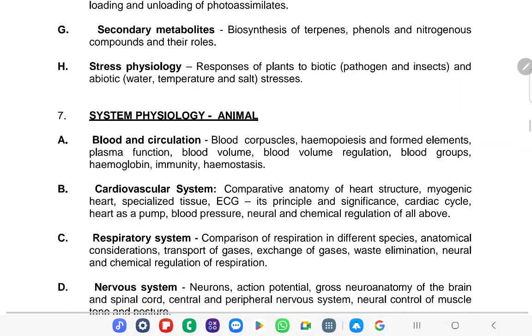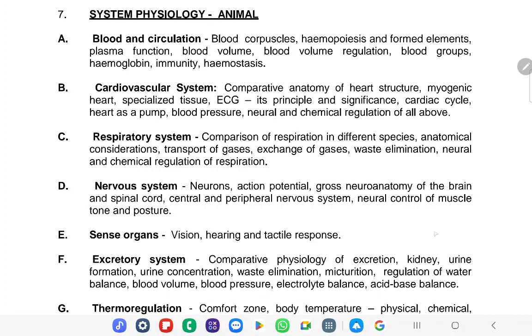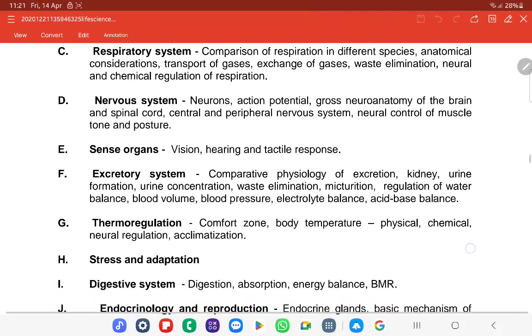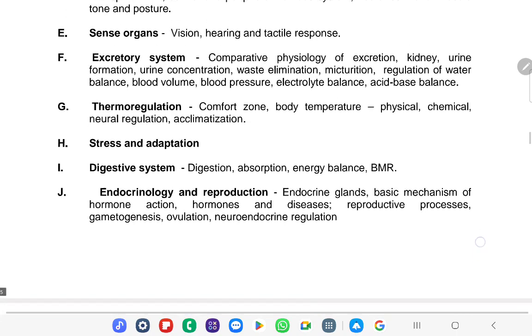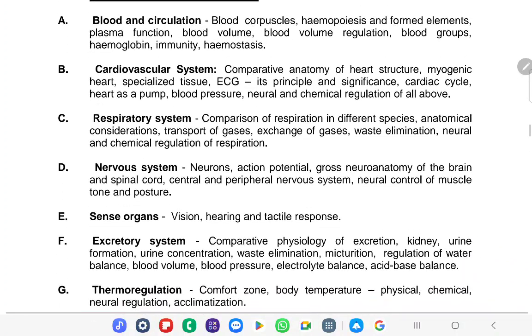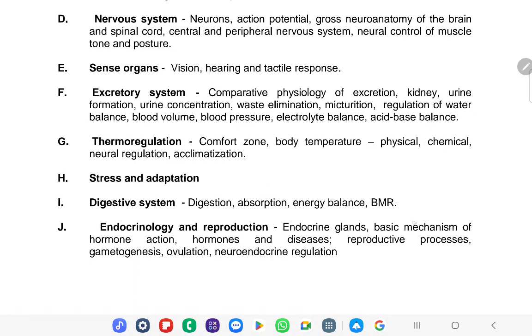Okay, next, system physiology in animals. There are some subtopics: blood and circulation, cardiovascular system, respiratory system, nervous system, sense organs, excretory system, thermoregulation, stress and adaptation, digestive system, endocrinology, and reproduction. So this includes 1, 2, 3, 4, 5, 6, 7, 8, 9, 10 subunits.